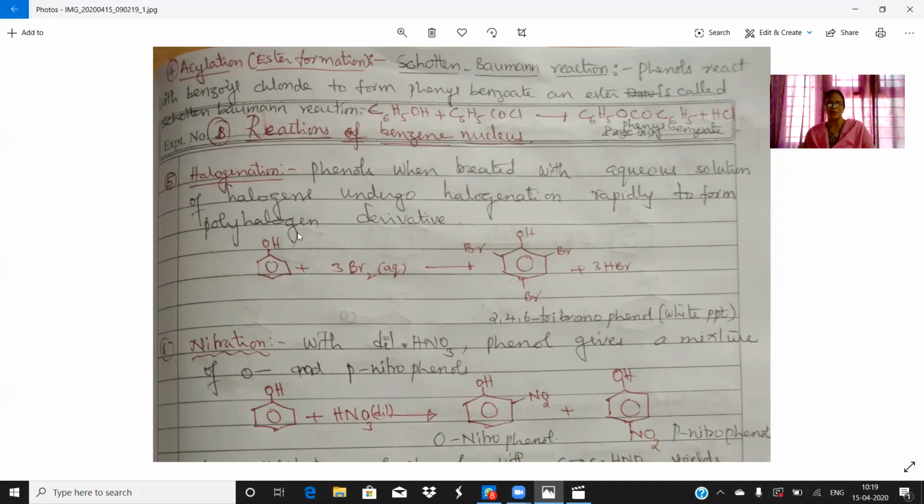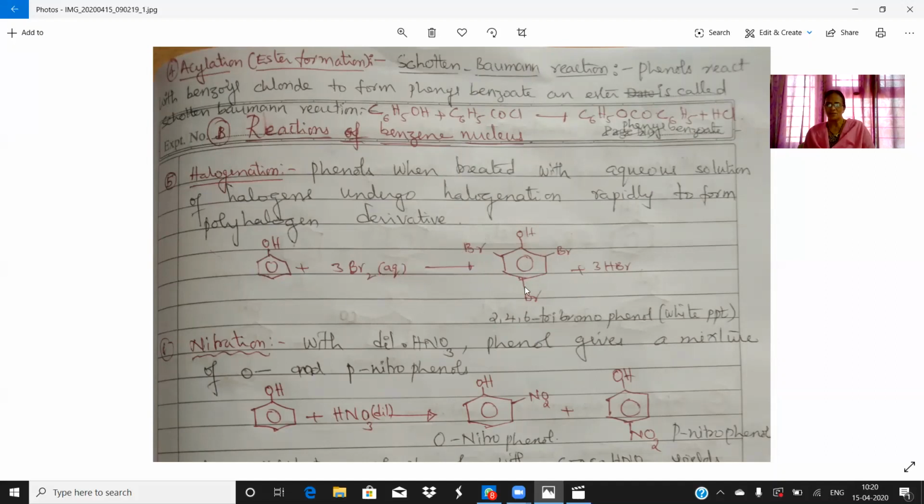This is also a very, very important reaction. They will ask in the examination. So phenols, when treated with aqueous solution of halogens, undergo halogenation rapidly to form polyhalogen derivatives. Let us see the example. Phenol, when it is treated with aqueous bromine, that is bromine plus water, we get a substituted derivative of phenol. Tri-substituted, tribromophenol is obtained.